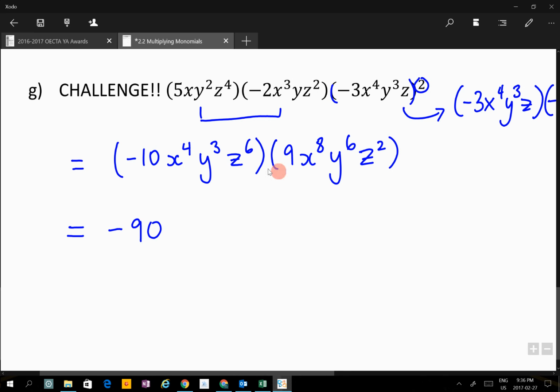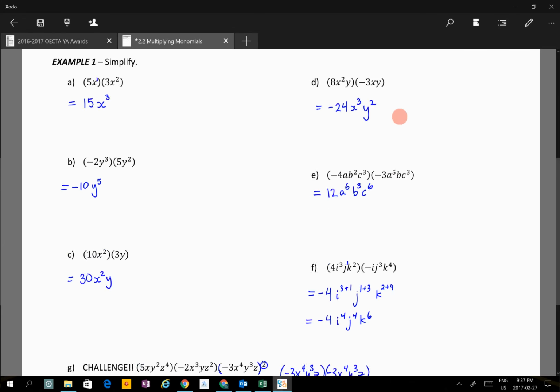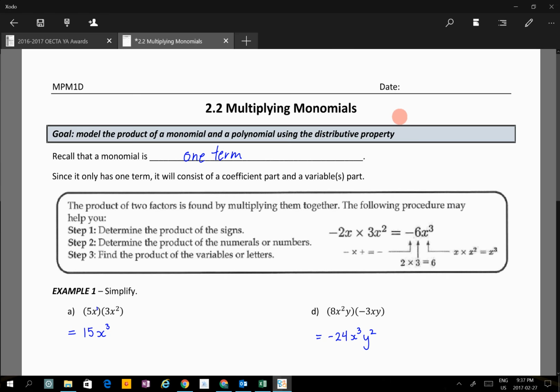X to the power of 4 times x to the power of 8, add their exponents. X to the power of 12. Y cubed times y to the exponent 6, add their exponents. Y to the exponent 9. And then z to the exponent 6 times z to the exponent 2, I add their exponents. 6 plus 2, I get z to the exponent 8. And then there's my final answer. And that ends section 2.2, multiplying monomials.